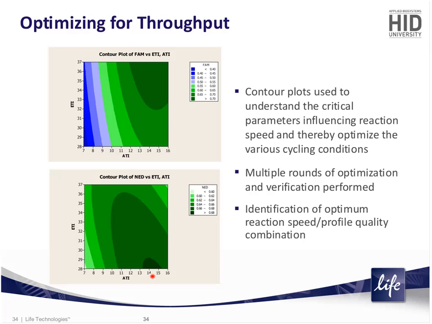So it's always a case of balancing the performance of all of those different attributes of the chemistry, the thermal cycling parameters, as well as all the reaction components, and through a comprehensive multi-phased analysis of all of those different parameters, we can come up with what we believe is the optimum reaction speed and profile quality combination for both the direct amplification system and the casework kit, with no profile quality compromise necessary.